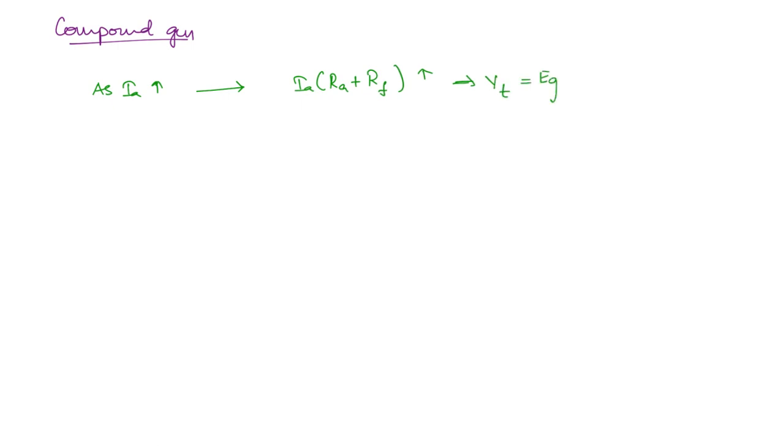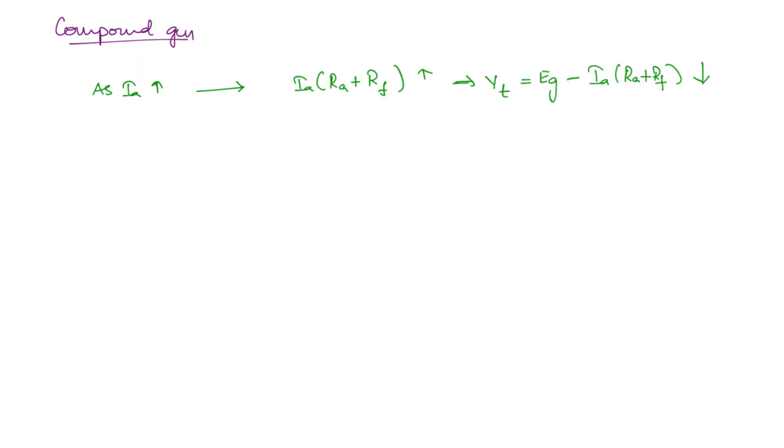Next is the compound generator. In a compound generator, you're going to have a series winding and a shunt winding, right? So here also there are going to be two effects on the terminal voltage. Okay, what will happen? As Ia increases, the voltage drop across the armature and field winding is going to increase. So this means that the terminal voltage, which is equal to the internal voltage minus the drop, is going to reduce. Okay, this is one effect.